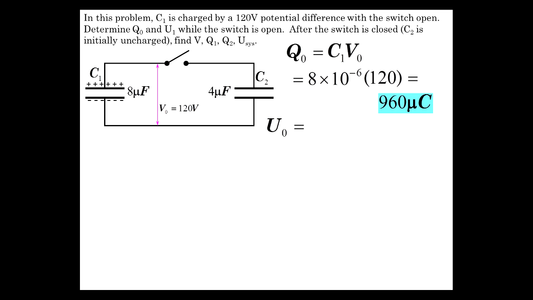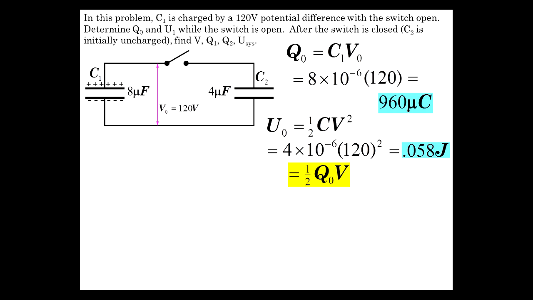The initial potential energy is, well, which formula of the three do we want to use? Let's use 1/2 CV squared. So 1/2 C is 4 micro, 10 to the negative 6, times 120 squared is 0.058 joules. So that is the initial electric potential energy. Now, that's also 1/2 Q0V, which is also 1/2 Q0 squared over C. So the other two forms for energy.